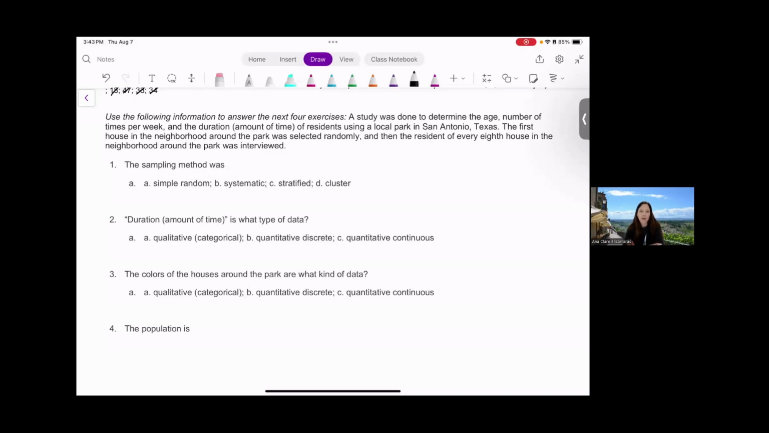Welcome back. We are talking about types of sampling and types of data. Now, we have two different types of data that we can collect from individuals. We have categorical data and we have numerical data. Categorical is also called qualitative because it refers to qualities of an individual. Numerical is also called quantitative because it refers to quantities. And when you're talking about quantitative data, you have discrete quantitative data and continuous quantitative data.